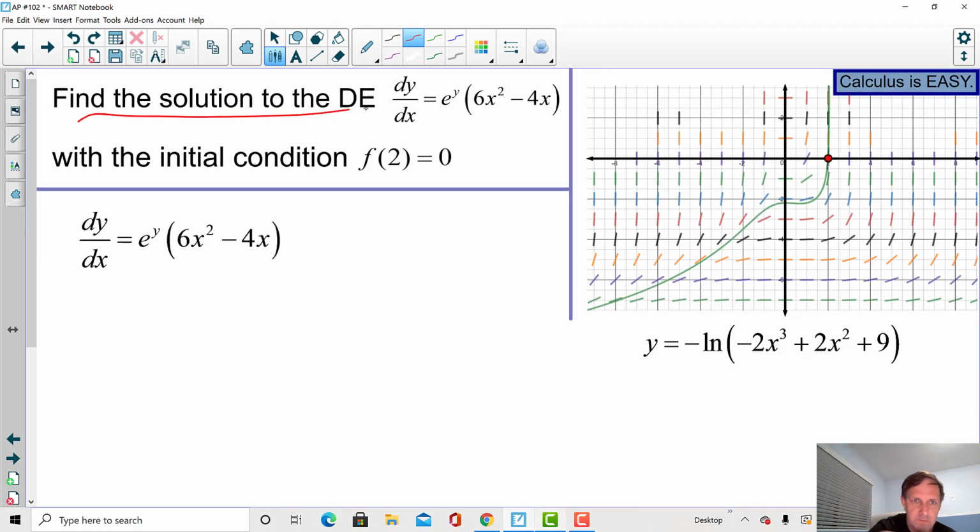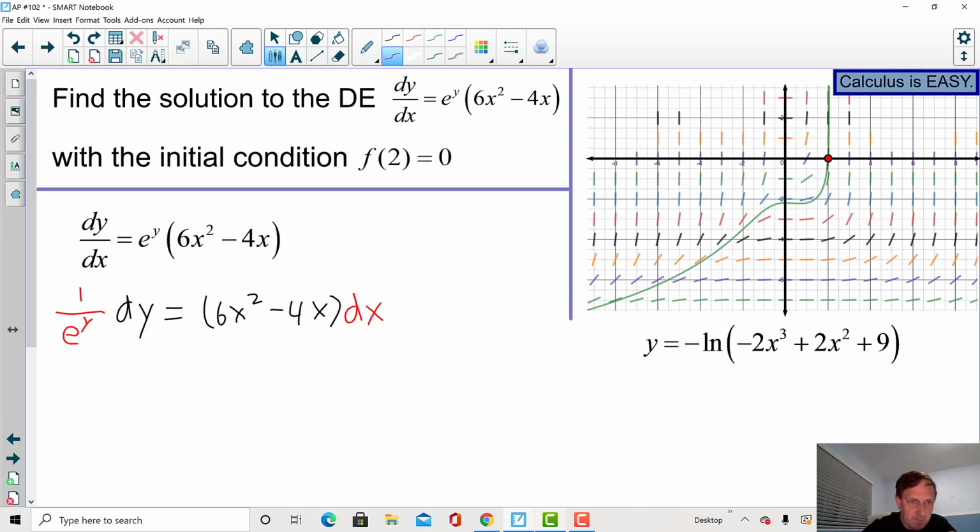Okay, here we go. Find the solution to this differential equation. They give you the initial condition when x is 2, y is 0. So again, this is a separable differential equation. We can separate it. We want all the y's on the left and all the x's on the right. Okay, I divided both sides by e to the y, and I multiplied both sides by dx.